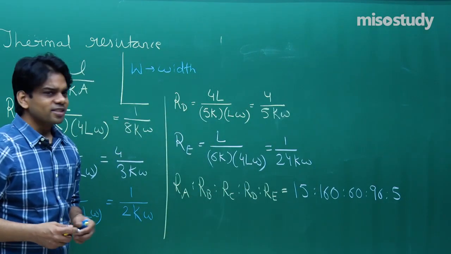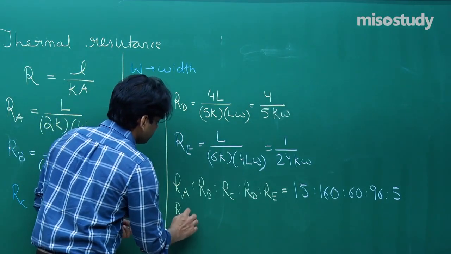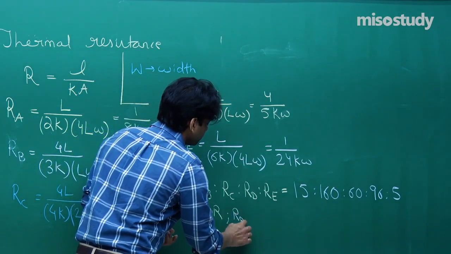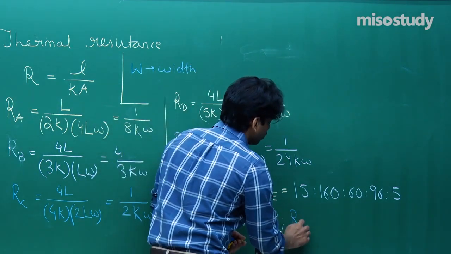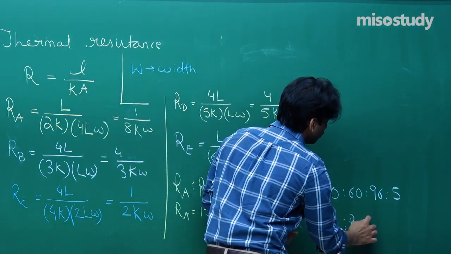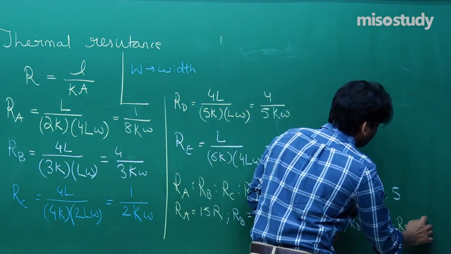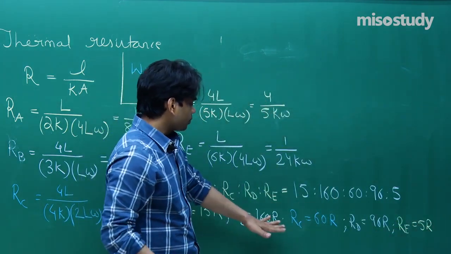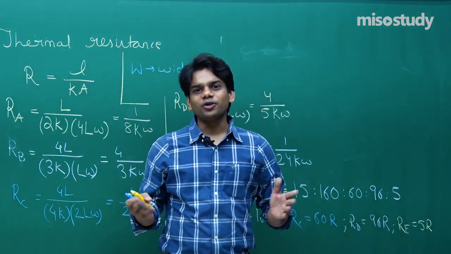Now after getting this ratio, can we write RA is equal to 15R, RB is equal to 160R, RC is equal to 60R, RD is equal to 96R, RE is equal to 5R. We can write it this way, as they are in proportion and related in this way. Now, after writing this, we have the value of resistance. We can see from the composite slab how they are connected.